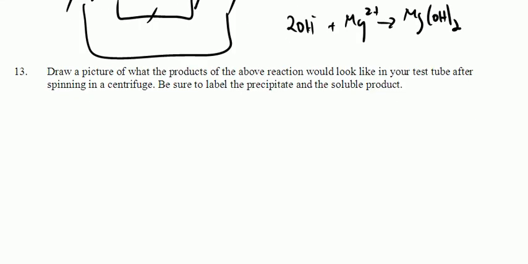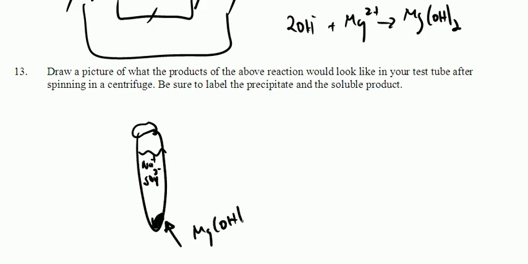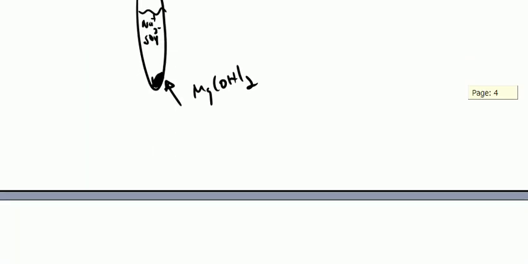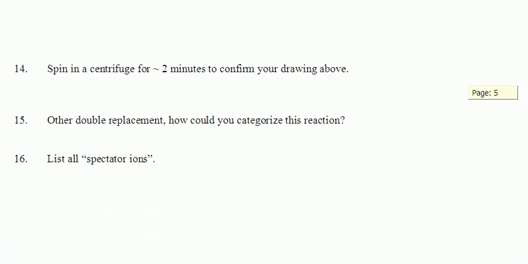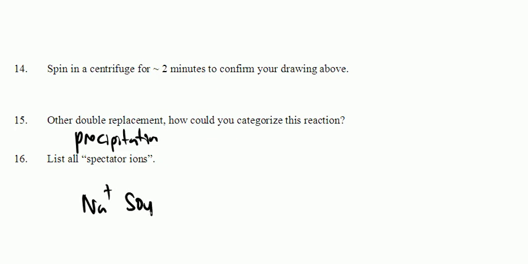Draw a picture of what this looks like in a centrifuge, where we're going to have the spectator ions up here, the Na plus and the SO4 2 minus, and down here you're going to have the precipitate, which is MgOH2. We can categorize this reaction as precipitation. Spectators are Na plus, SO4 2 minus.